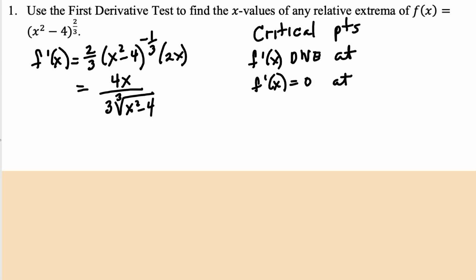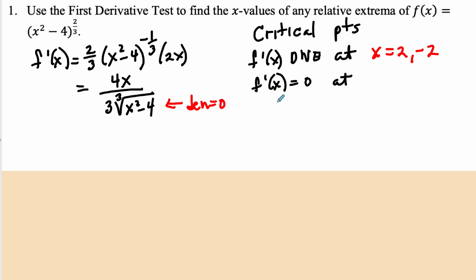Okay, let's use the first derivative test to find the x values of any relative extrema of this function. So I've taken the function and I have found the derivative, and here's the derivative. What we're looking for are our critical points. When does the derivative not exist? The derivative does not exist when the denominator equals 0. So this is going to happen at x equal to 2 or negative 2.